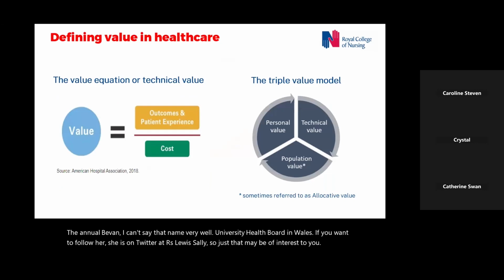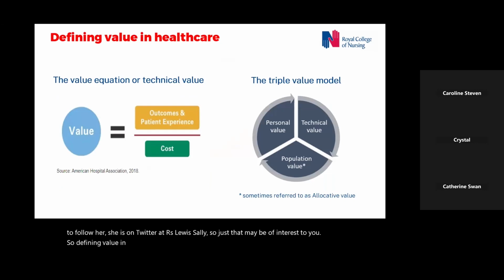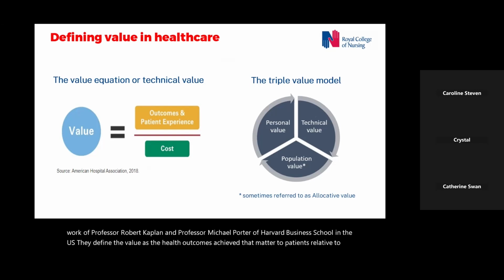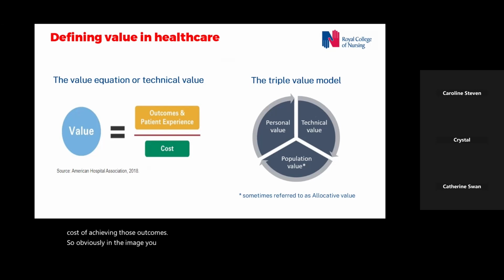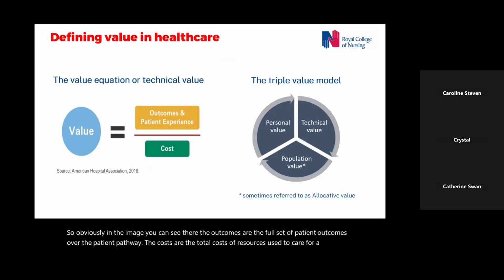So, defining value in healthcare. The notion of value in healthcare has largely been based on the work of Professor Robert Kaplan and Professor Michael Porter of Harvard Business School in the US. They define value as the health outcomes achieved that matter to patients relative to the cost of achieving those outcomes. So obviously in the image you can see there, the outcomes are the full set of patient outcomes over the patient pathway. The costs are the total costs of resources used to care for a patient over the patient pathway.